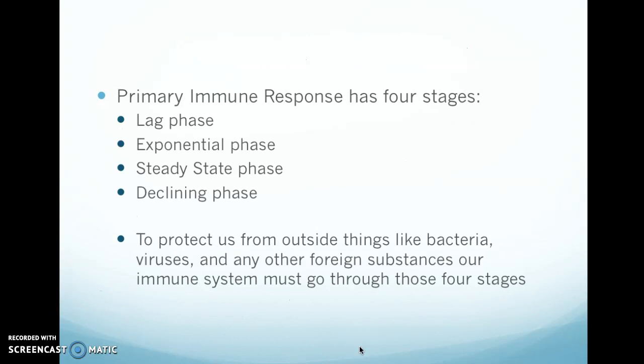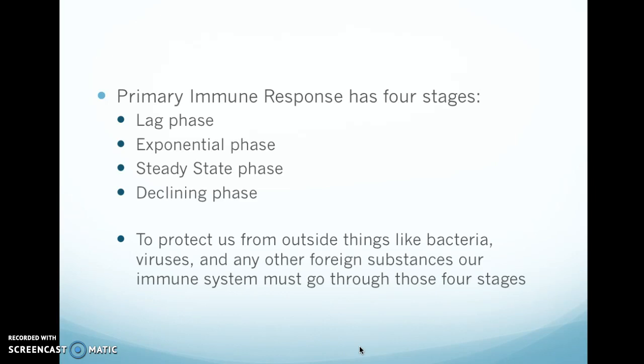Okay, so there's 4 stages to the primary immune response, and this is where it's a lot different than the secondary immune response. First of all, obviously the primary immune response happens first, and it happens as soon as the antigen enters the body. You start producing a response. There are 4 stages to this response: the lag phase, which is also called the latent phase, the exponential phase, the steady state phase, and the declining phase.